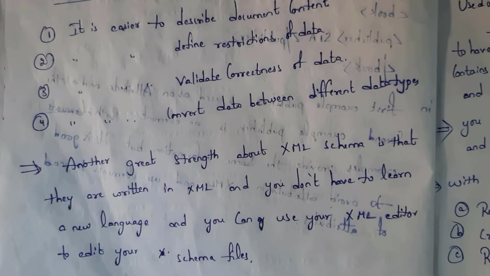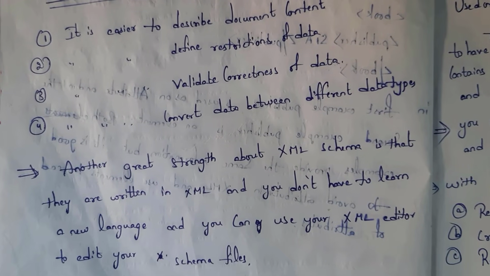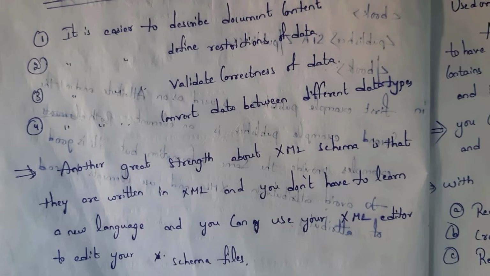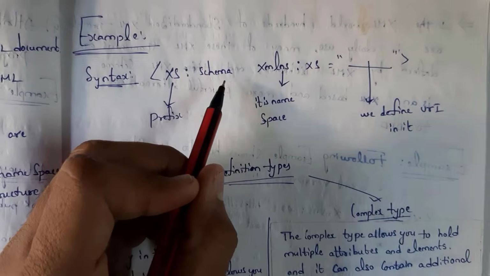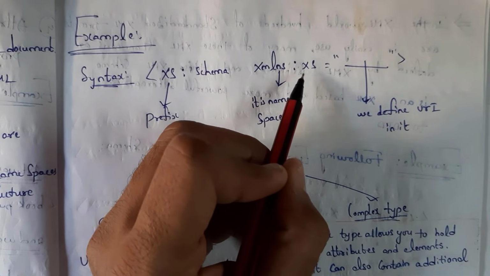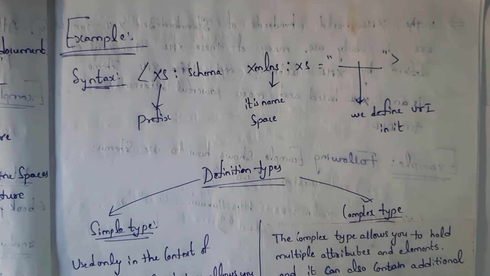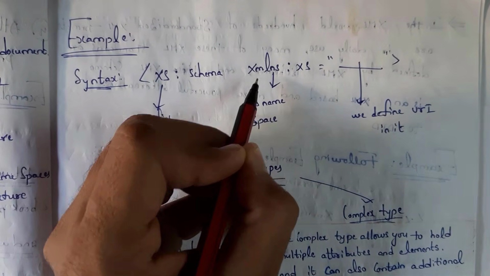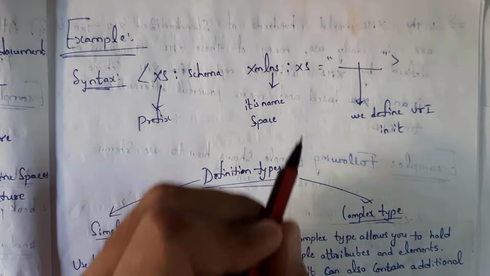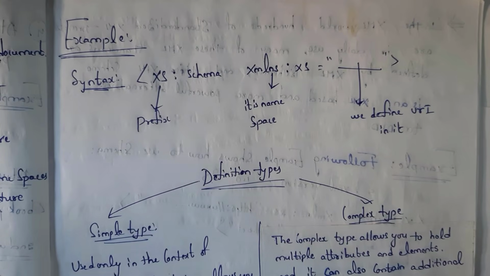And one of the greatest strengths of XML schema is there is no need of learning a new language, because this XML schema is written in XML. This is the basic syntax of XML schema: xs:schema xmlns:xs equal to, inside double quotations we need to paste our URL, where this xs stands for XML schema, this is the prefix, and xmlns stands for XML namespace. This is the syntax of XML schema.